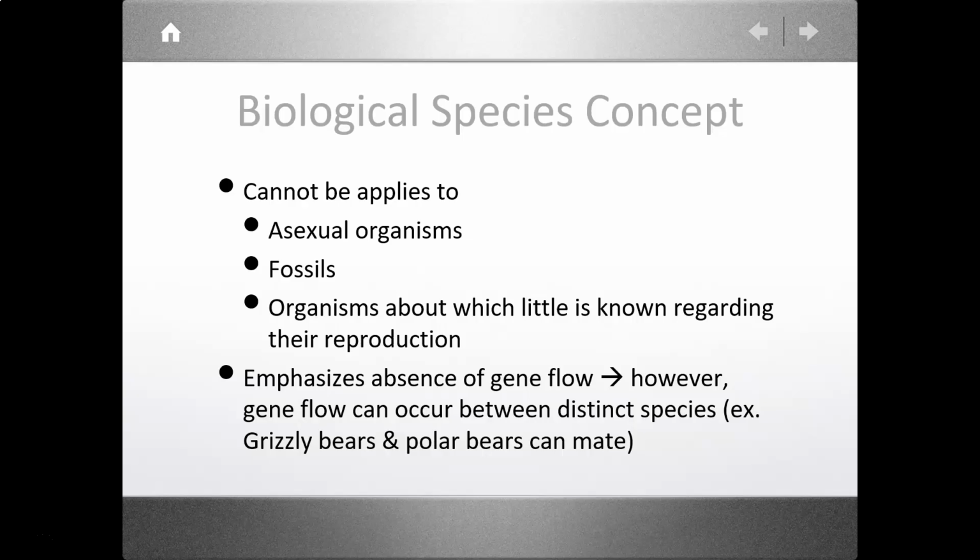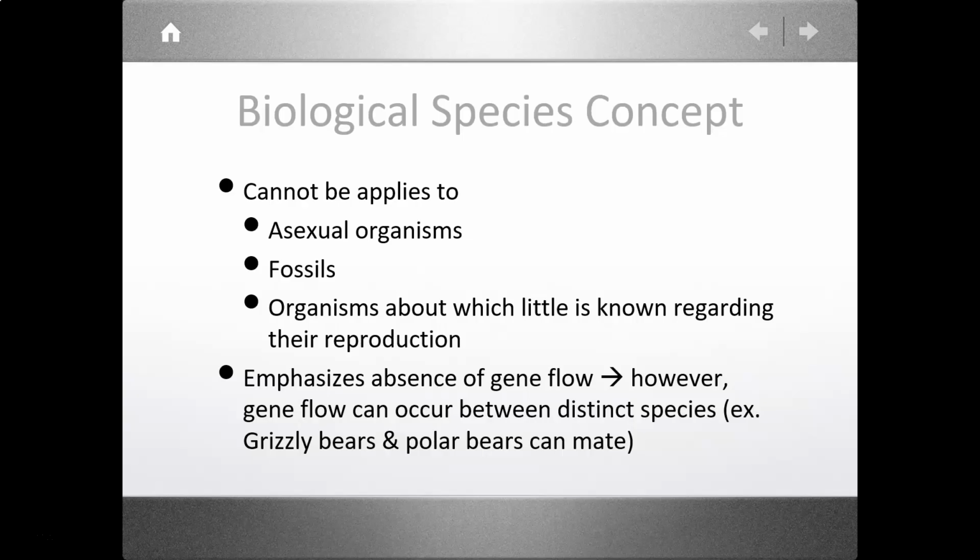I can't apply the biological species concept to organisms that don't sexually reproduce. If I'm an asexually reproducing organism, then how do I tell whether or not I can successfully mate and produce viable offspring? I am my mate. And so this concept isn't going to be useful for them.